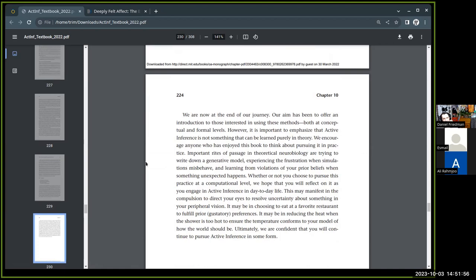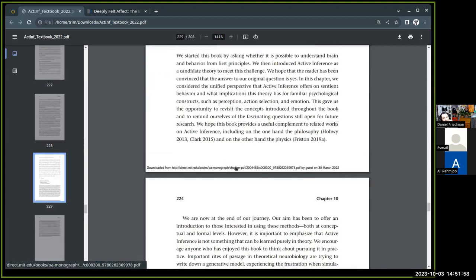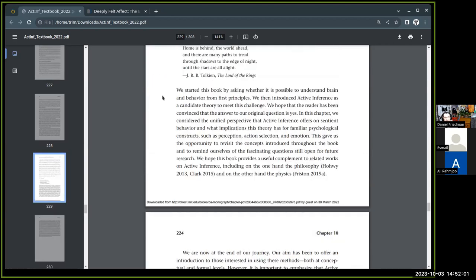Great points. Totally concur. Time and time again, we've delighted in this work. It's a two-paragraph section. The first paragraph is worth reading from. We started this book by asking whether it is possible to understand brain and behavior from first principles. We then introduced active inference as a candidate theory to meet this challenge. We hope that the reader has been convinced that the answer to our original question, whether it's possible to understand brain and behavior from first principles, is yes. We know what side they're on.